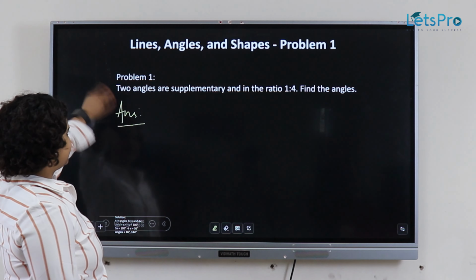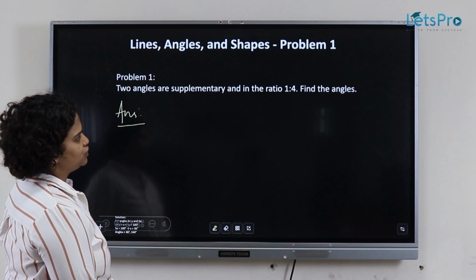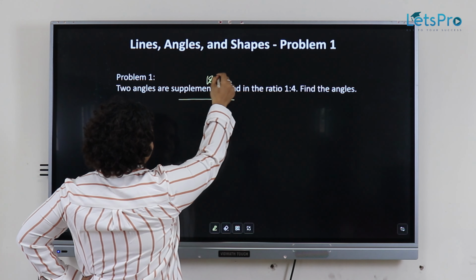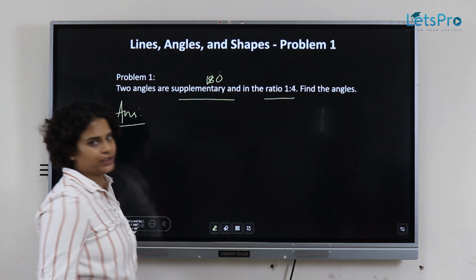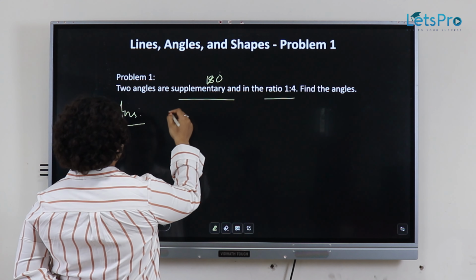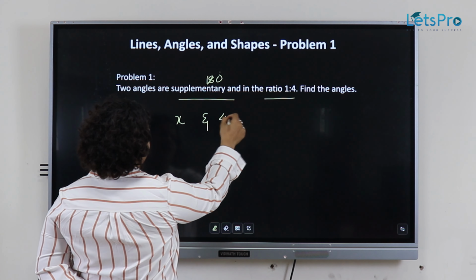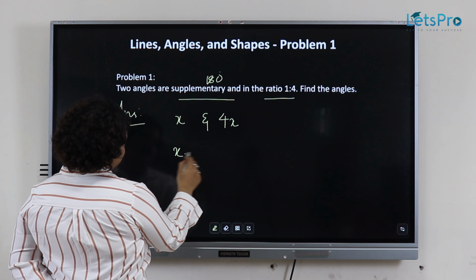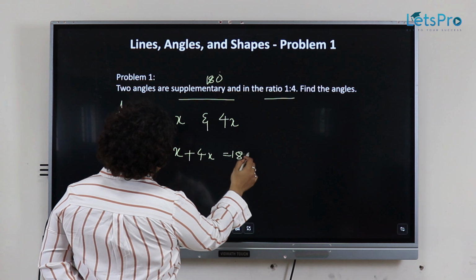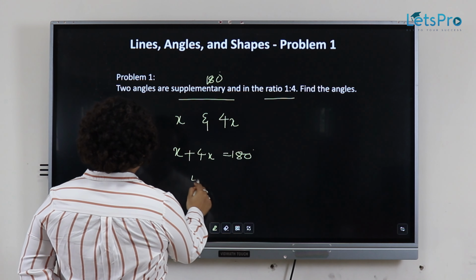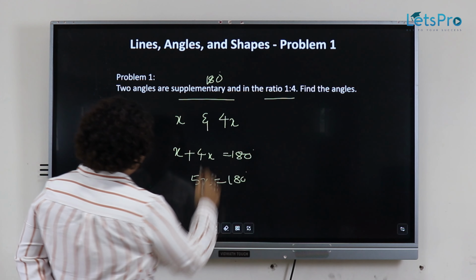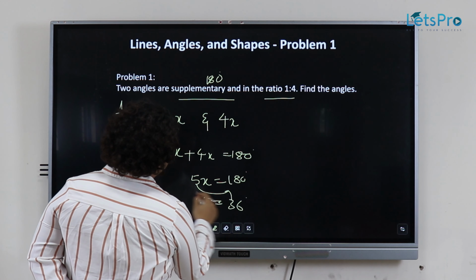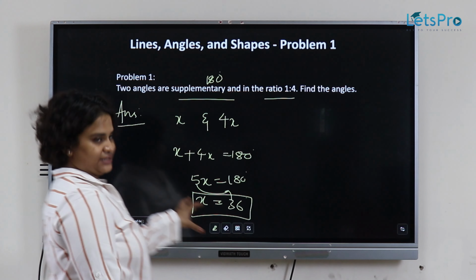Let's go. It says 2 angles are supplementary and are in the ratio 1:4. Find the angles. Supplementary means they sum to 180 degrees. Whenever you see this type of ratio question, I've told you to equate to x. So x and 4x is the ratio given. The sum is supplementary, which is 180. So x plus 4x is equal to 180 degrees. Now 5x is 180 degrees, so x is 180 divided by 5, which is 36 degrees.